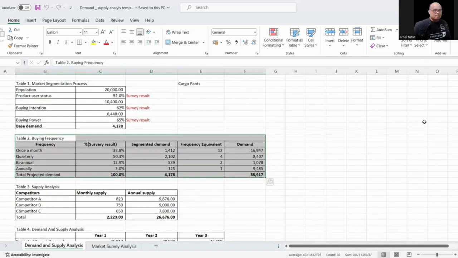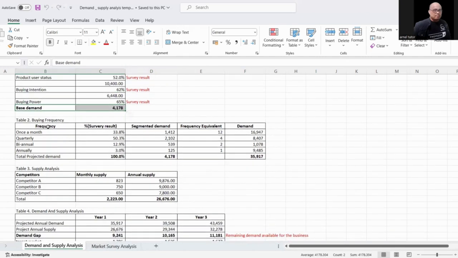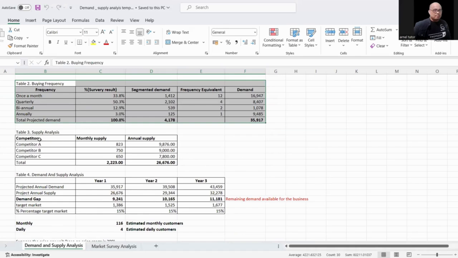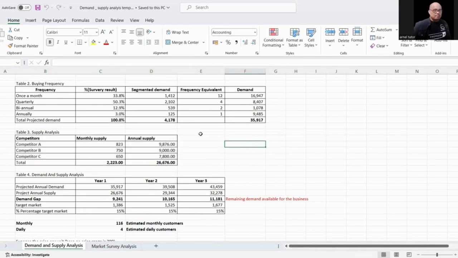And as you notice, it's important because we are not going to base our total projected annual demand on the base demand, but right after buying frequency is considered. Now, moving on to the supply analysis. So what is supply analysis, by the way? This refers to the competition or our competitors, or the customers that the competitors have catered.